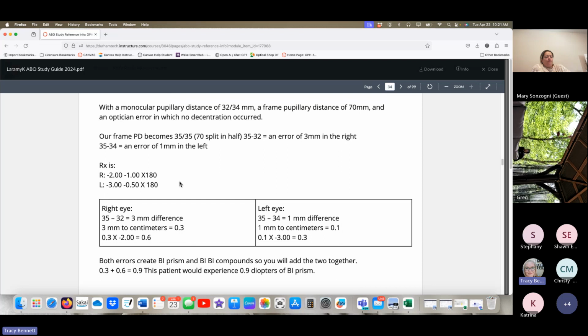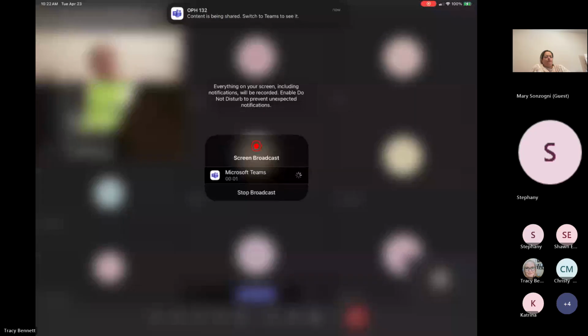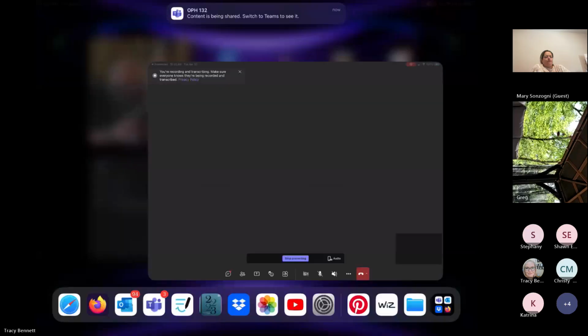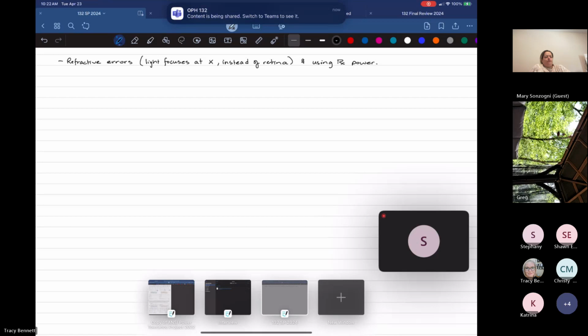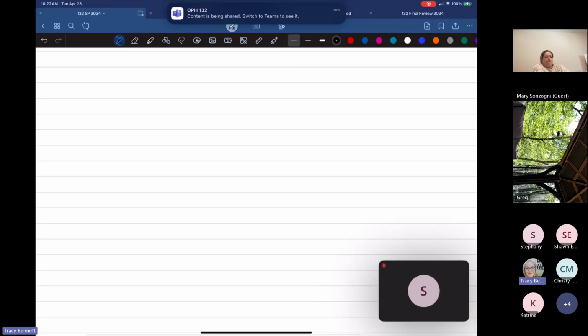Basically, you would just draw out the lenses, put your little horizontal X's on there to represent the horizontal. Hold on. All right, so y'all can see that.